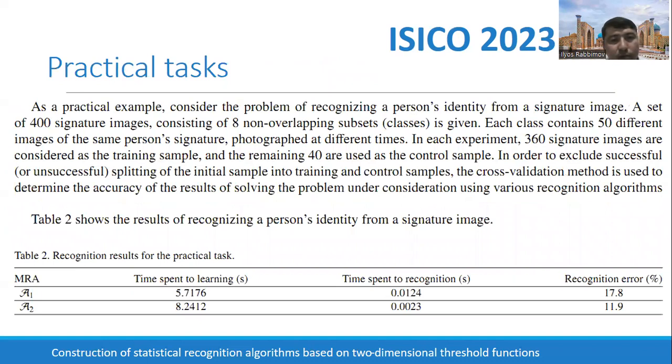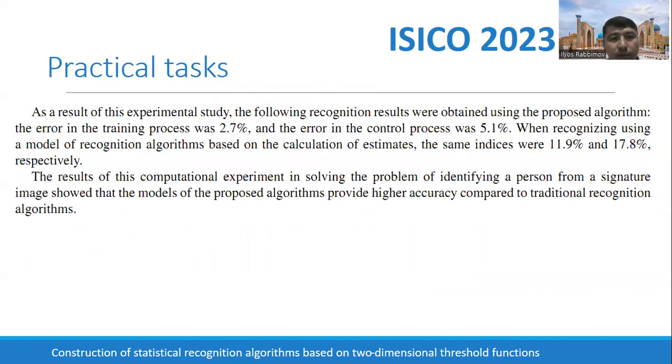As a practical example, consider the problem of recognizing a person's identity from signature images. The obtained result is shown in table 2. As a result of this experimental study, the following recognition results were obtained using the proposed algorithms. The error in the training process was 2.7%, and the error in the control process was 5.1%. The results of this computational experiment in solving the problem of identifying a person from a signature image showed that the model of proposed algorithms provides higher accuracy compared to traditional recognition algorithms.